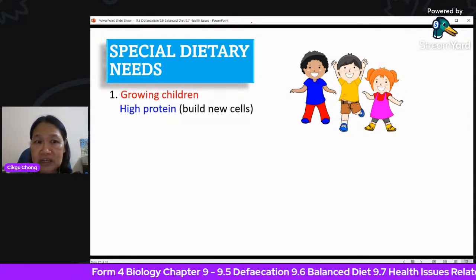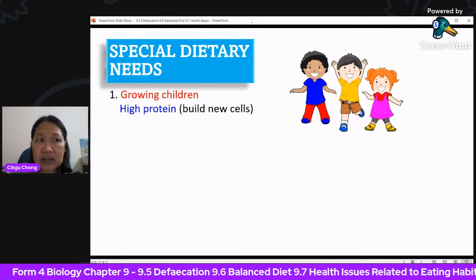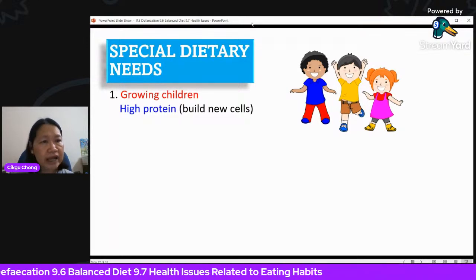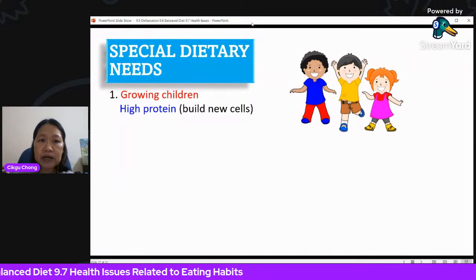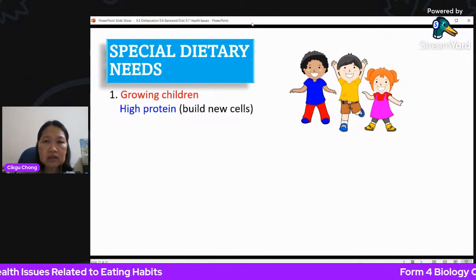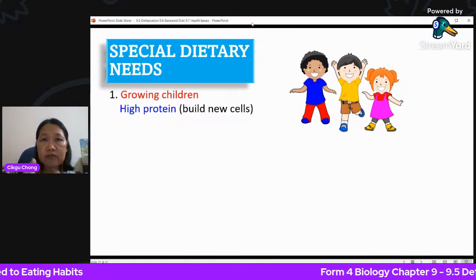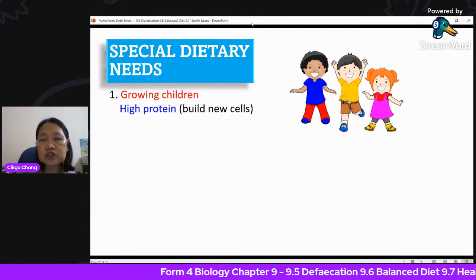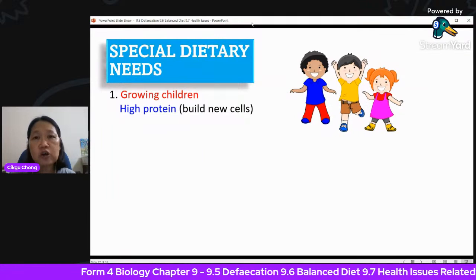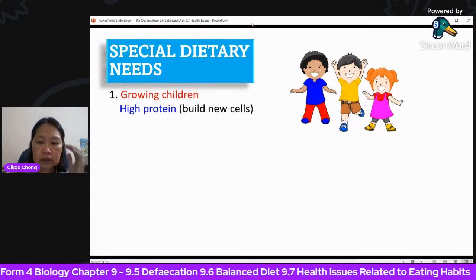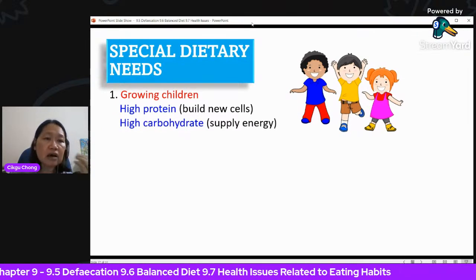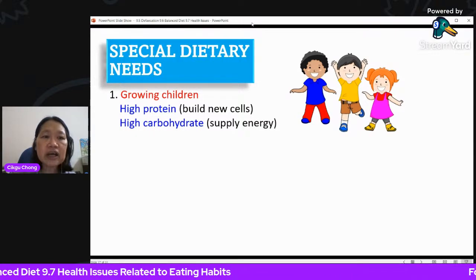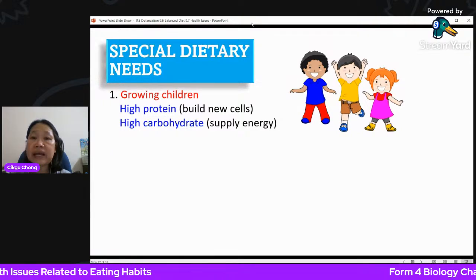So if you have high protein, it will help to build new cells. When you want to answer, you have to rationalize why high protein. Maybe we'll give you one mark here, but if you cannot explain, probably some of the schemes are very particular. You have to explain it before you get your marks. Just like your function, your feature and adaptation, your explanation, F and E. What about carbohydrate? They are very active, so they need a lot of energy. Carbohydrate is to supply energy.